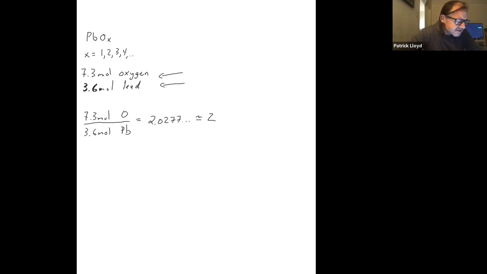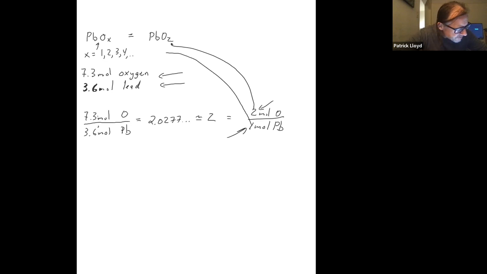So really what that means is there's twice as much oxygen in terms of the number of moles in the compound relative to lead. It's like a 2-to-1 ratio, right? So this ratio of 7.3 to 3.6 is the same as the ratio 2 moles of oxygen for every 1 mole of lead. So that's why they didn't put a number here. It's just Pb, meaning 1, right? So that means it's 2-to-1. And what's the meaning of that in terms of the formula? That means it's PbO2, right? 2 goes there and the 1 goes right there, okay? There you go. That's pretty much how it works.